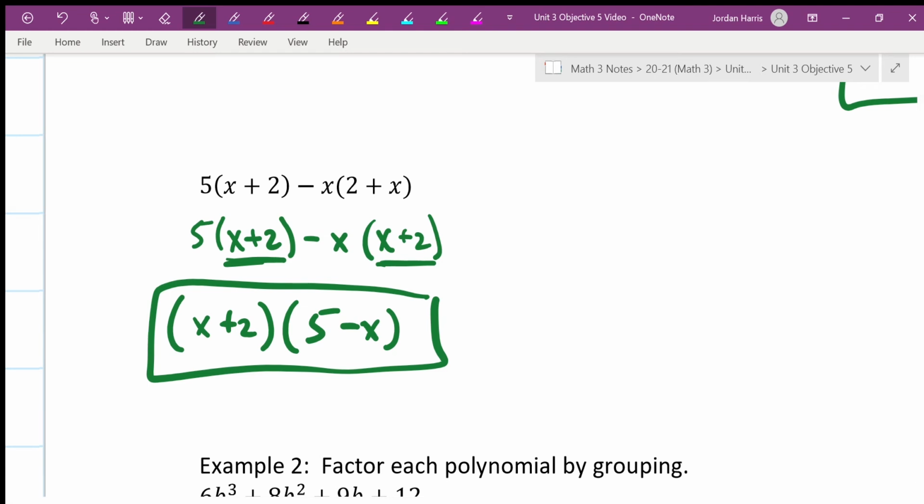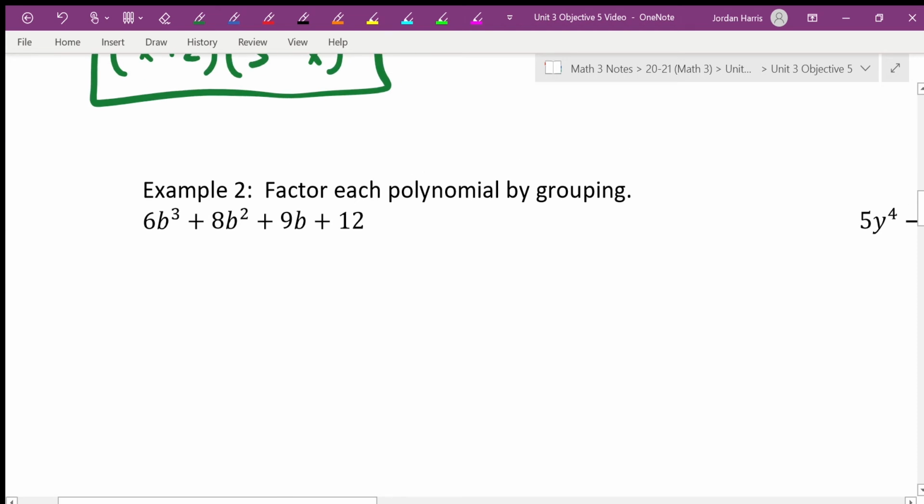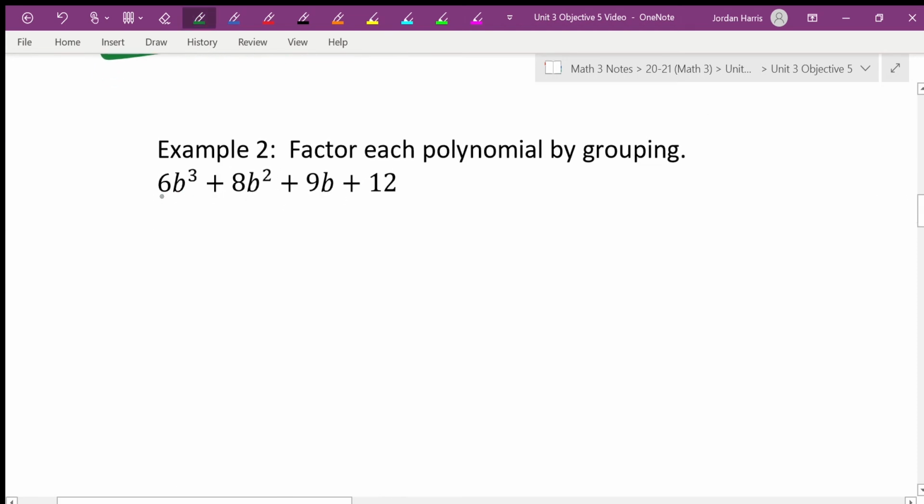Okay, this isn't completely factored by grouping. They already did part of it for us. So we want to go through the whole thing now. Okay, so we're going to group. Usually you just group the first 2 and the last 2 terms. Until we get to the end, that's when we have a multiply. So notice it's still going to be adding.